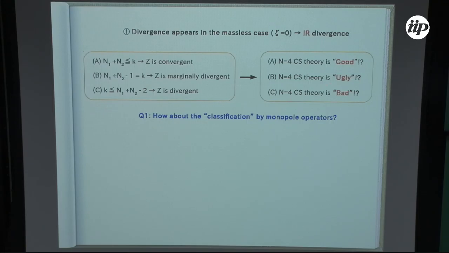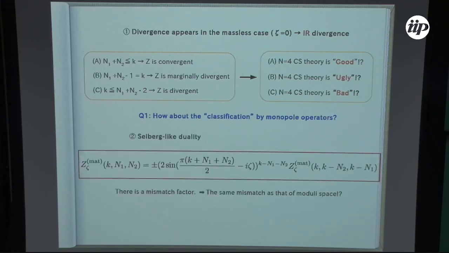Okay, but there is another classification by monopole operator, so it is natural to ask how about the other classification by monopole operator. This is another question. And from this partition function, one can compute the partition function for this case and the Seiberg dual case. And actually, this and this coincide up to this factor. So there is some mismatch factor, and this mismatch factor has k minus n1 minus n2. So it is reminiscent of the previous mismatch of the moduli space. So is this some signal of the existence of some decoupled sector?